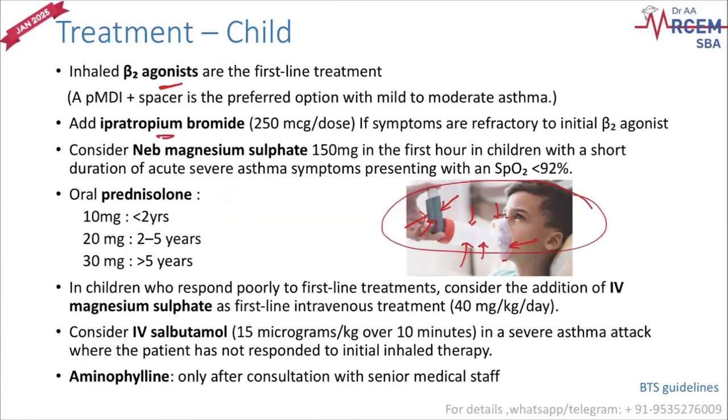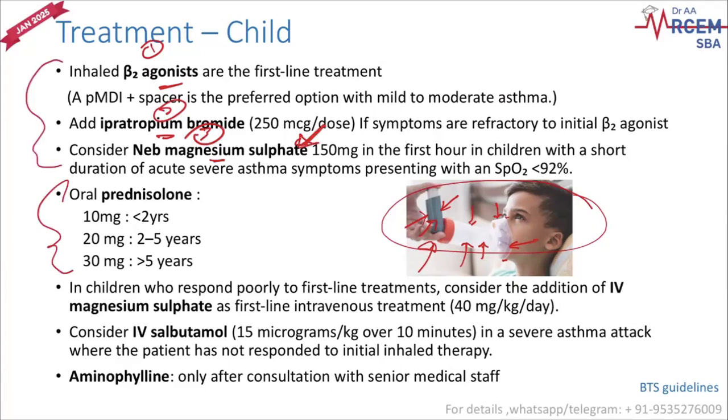Ipratropium bromide, you add if the patient is not responding. An additional thing in the nebulization is magnesium sulfate you can give. So the first line of drug is salbutamol, nebulizer or through a spacer, and the preferred one is the spacer. Next one is ipratropium bromide, again nebulizer or with a spacer. Third one is again a nebulizer, that is magnesium sulfate, which is not given in adults. You're giving it here. This is the change you need to remember. Oral prednisone, like in adults, everyone gets it here, minimum of 5 days or till the patient recovers.